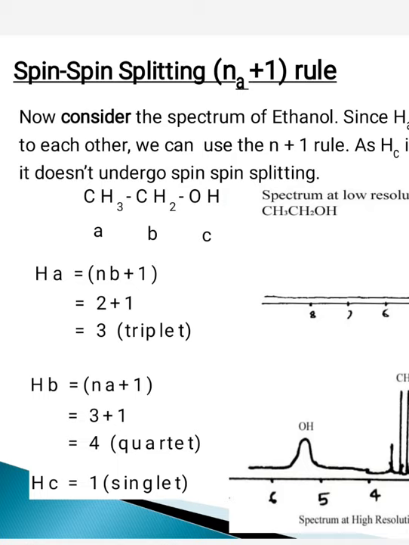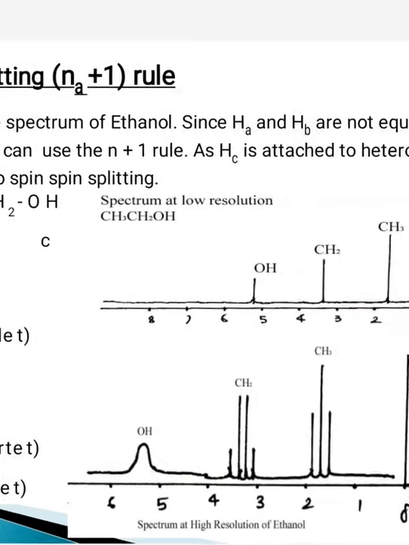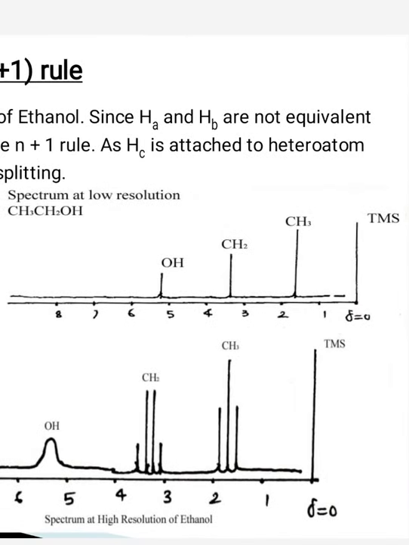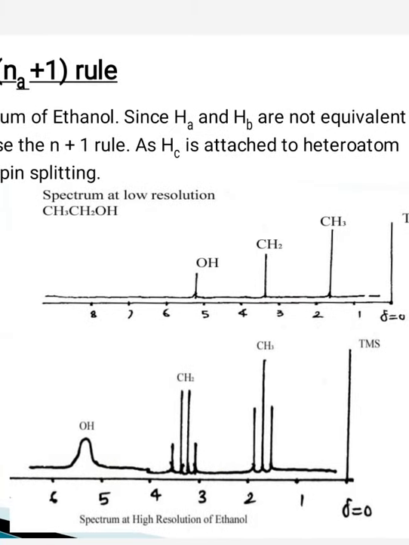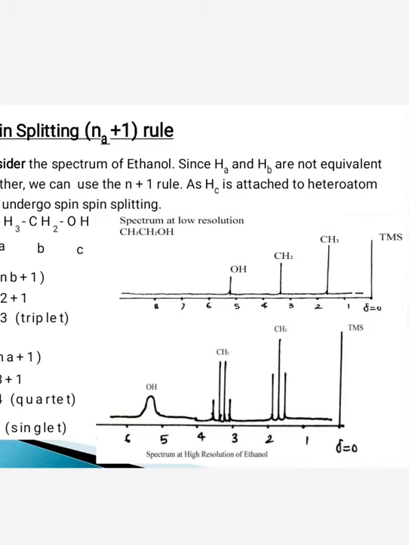So the number of lines for the A set of protons is 3, the number of lines for the B set of protons is 4, a quartet, and for the C set of proton, which is directly linked to the oxygen atom, we get a broad singlet. See here, there are 3 singlets on the low resolution spectrum, and these singlets are divided into multiplets: CH3 into a triplet, CH2 into a quartet, and OH into a broad singlet at del 5.3.